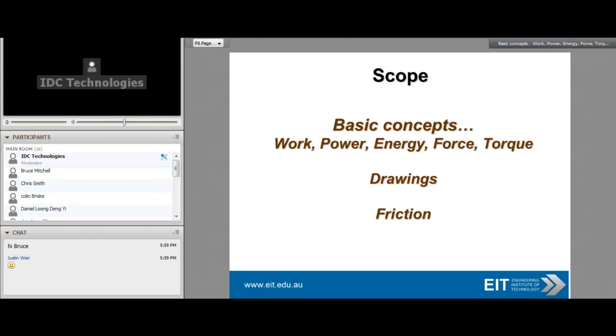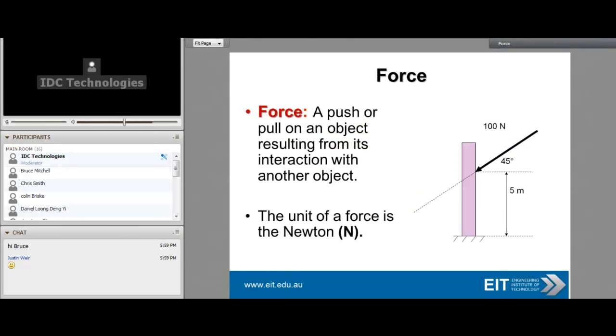In this webinar, we're going to look at some basic concepts concerning work, power, energy, force, and torque. We're also going to look at some drawings and friction, amongst other things. Let's start off with force. Force is a push or a pull on an object that results from its interaction with another object. Here we've got a force of 100 newtons, because that's the unit we measure force in, and we're applying this to this column at an angle of 45 degrees, 5 meters from the bottom.